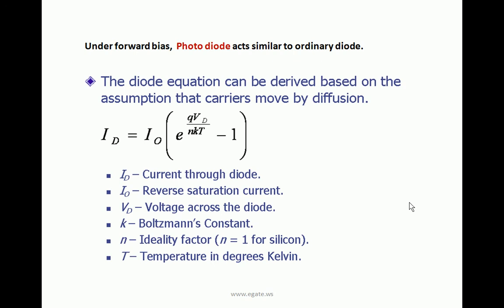We know each and every element's description. ID is the diode current flowing through the diode. I0 is the reverse saturation current, which only depends on minority carriers, and VD is the voltage across the diode terminals. k is the Boltzmann constant, N is the ideality factor. It is 1 for germanium and 2 for silicon, as we have studied. But at high voltages, N = 1 is also taken for silicon. T is the temperature in degrees Kelvin.